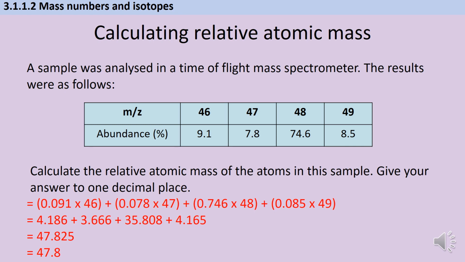Now you'll notice that I haven't rounded those numbers until the end, even though it tells me that I'm going to give my answer to one decimal place. And that's basically because the way I can be the most accurate is to use my full calculator display for everything and then only round at the end. So then I'm going to give my answer to one decimal place because that's what the question has asked for.